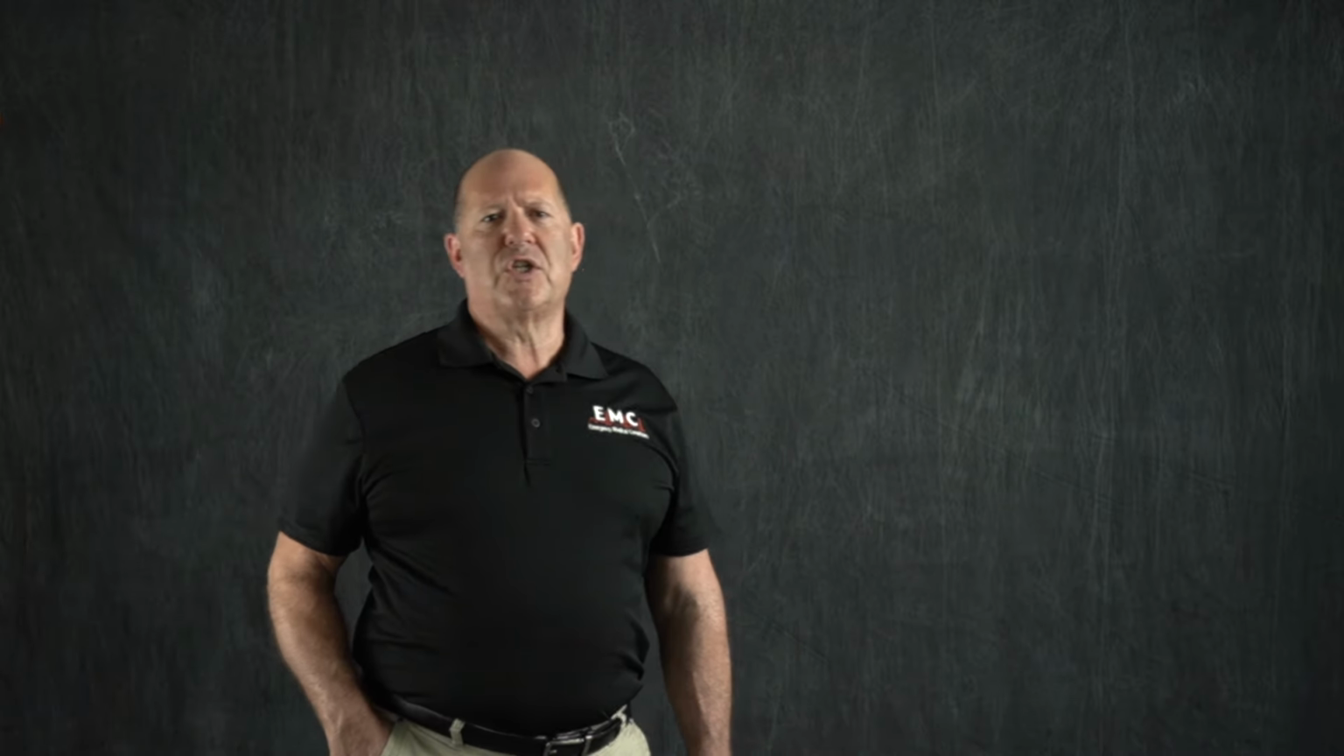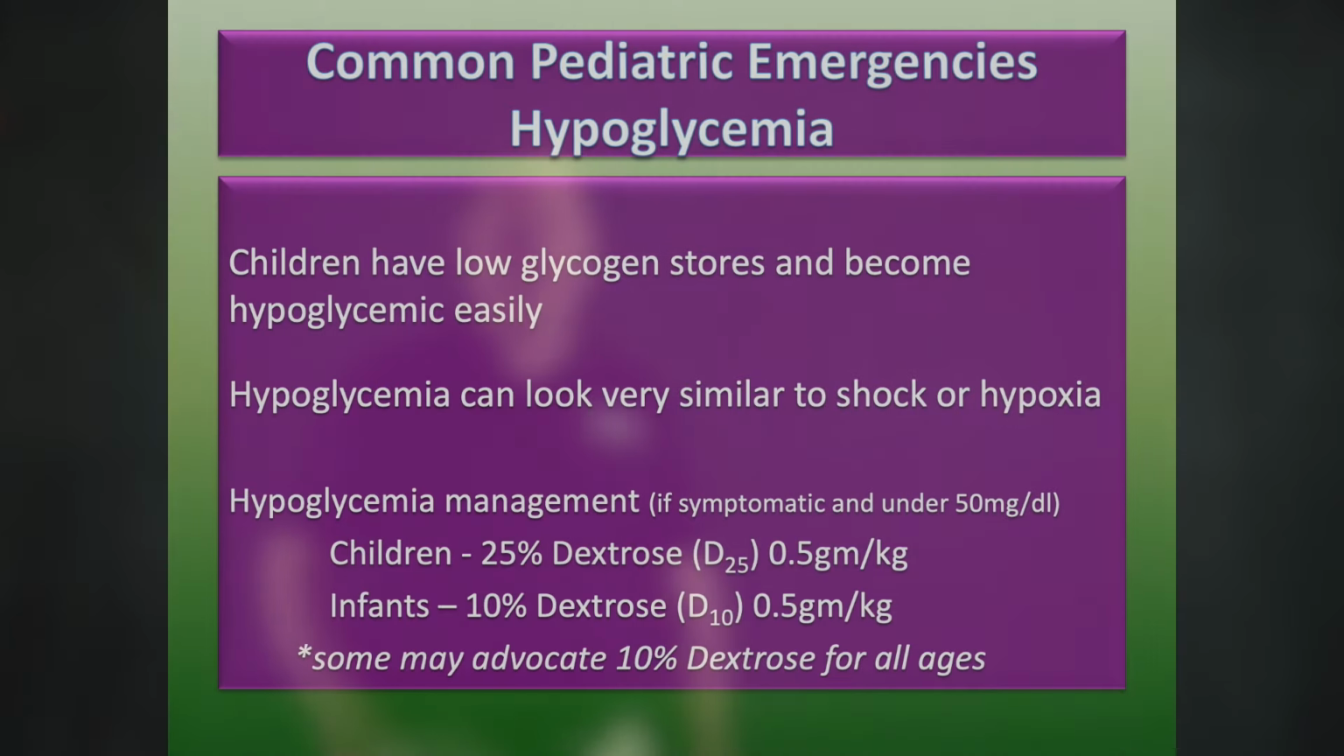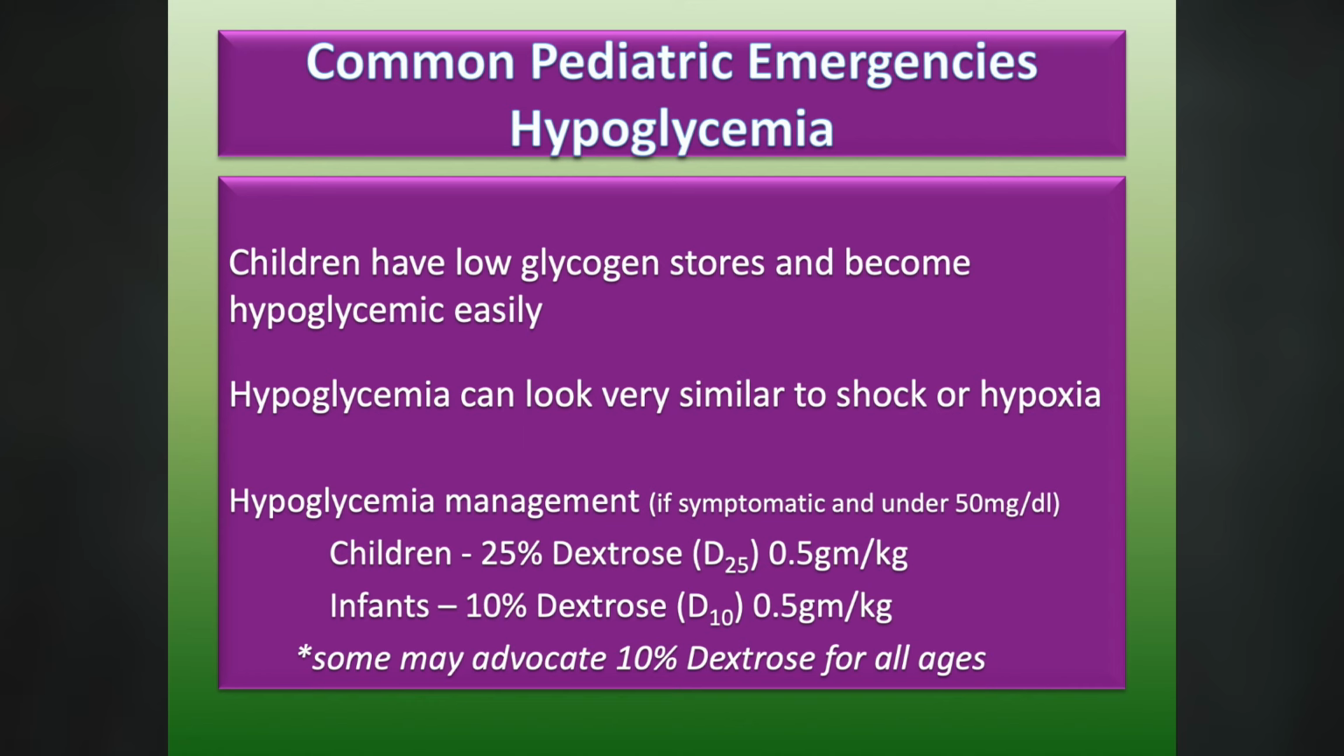Another common condition in children that we don't think about is hypoglycemia. We think about it if the child has a history of diabetes, but remember that children who are stressed or distressed physically from shock or respiratory compromise can burn up their glucose stores. They don't have as good a glycogen store as adults do, and they may actually become hypoglycemic just like a diabetic with no diabetic history.